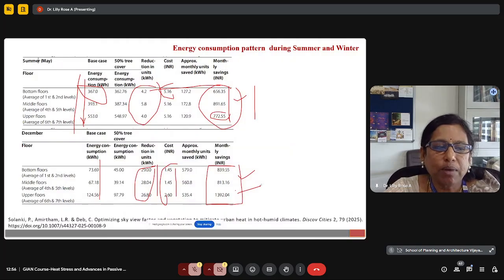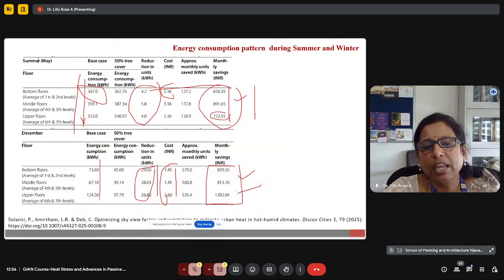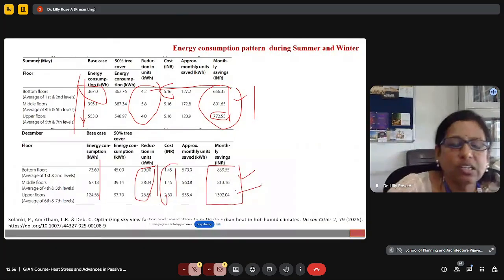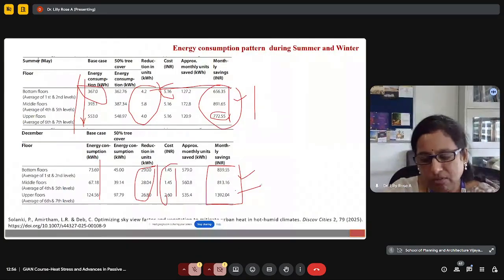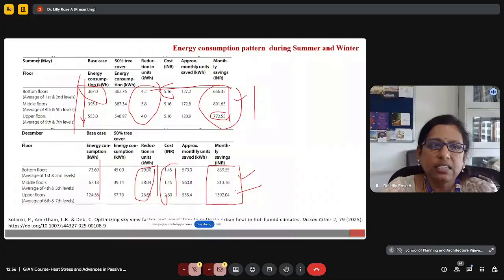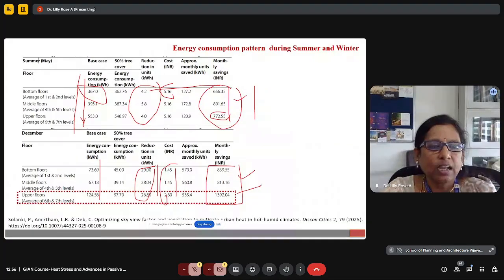So we can save much because the summer temperature in Vijayawada is somewhere around 34 degrees Celsius. And if that can be reduced by about 1 degree Celsius, then it will have a significant impact on energy savings as such. So this was another study done at Vijayawada.